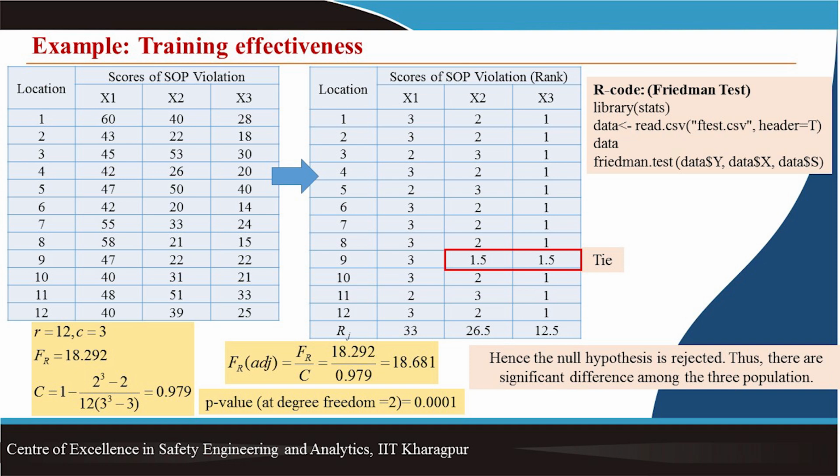What are the values? The FR value is 18.292, the C value is 9.979, the FR adjusted value using the formula is 18.681, and the corresponding p value at 2 degrees of freedom, because it is C minus 1 degrees of freedom, is 0.001. Obviously the null hypothesis is rejected. There is a significant difference among the 3 treatments, or the training programs.